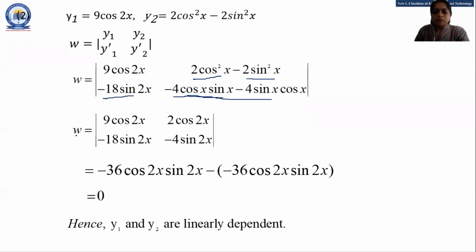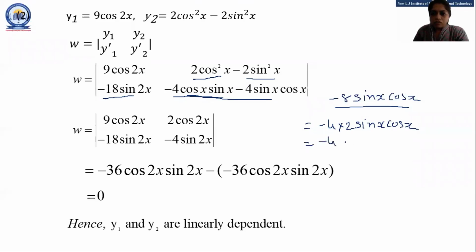So finally, this one is minus, this will give minus 8 sin x into cos x, right? So if I write this minus 8 sin x into cos x like minus 4 into 2 sin x into cos x, right? Then it will give minus 4 sin 2x, right? So I directly put this one here, that is minus 4 sin 2x.